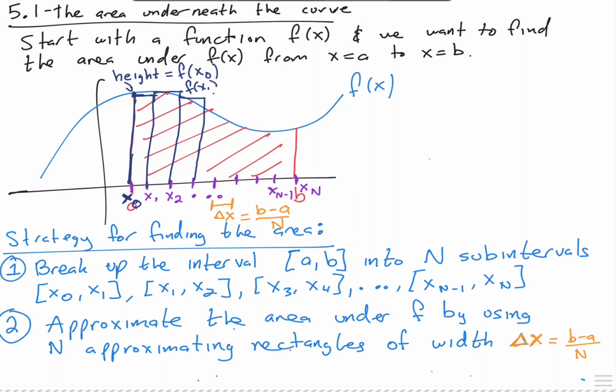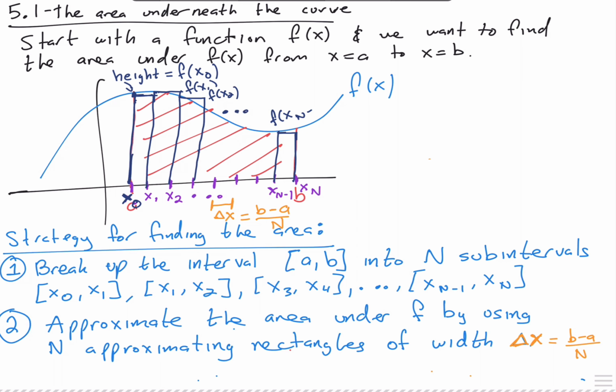F of x sub 2, that's right. Okay, now you keep doing this, right? And then notice the very last one. What's the height of the very last one right here? Careful. X sub n minus 1, right? Do you guys see that?